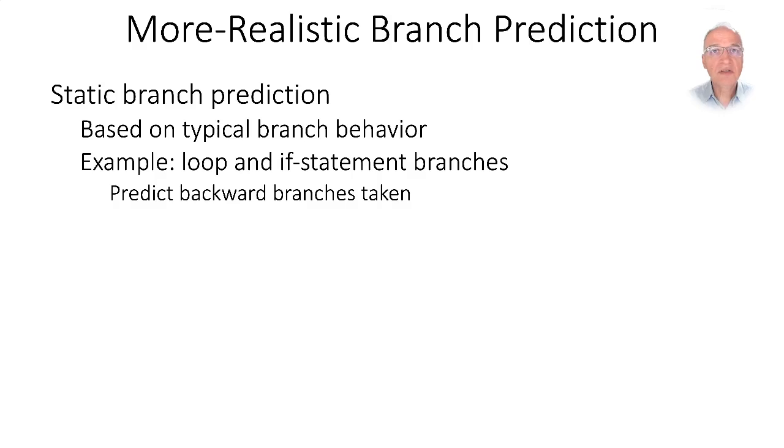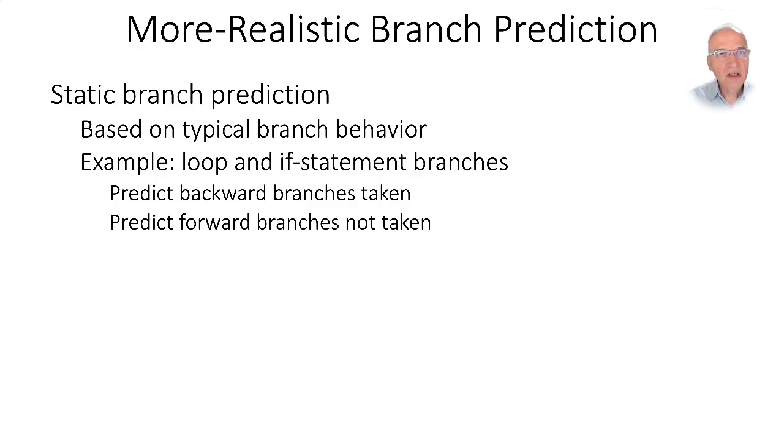And the reason to do this prediction is that backward branches appear at the end of a loop. And whenever we have a loop in our code, we tend to execute the loop many times. So there will be many times that that branch will be correct, and only one time, when I get out of the loop, that my prediction will be incorrect. The other thing that I may want to do is predict that forward branches are not taken.